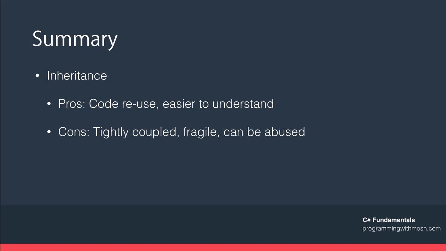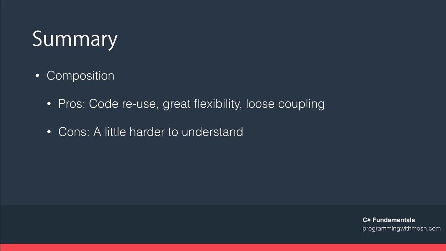But the bad thing about inheritance is that it creates tight coupling. It can easily be abused and result in large hierarchies, which are fragile. A simple change can propagate to many parts of the application, and that change can be very costly. Composition, on the other side, provides great flexibility and loose coupling, but it's a little bit harder to understand in some cases.